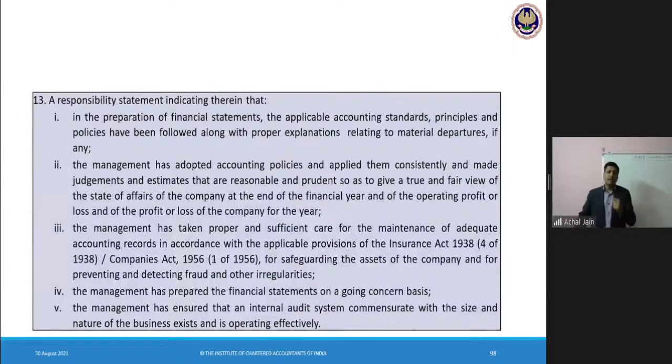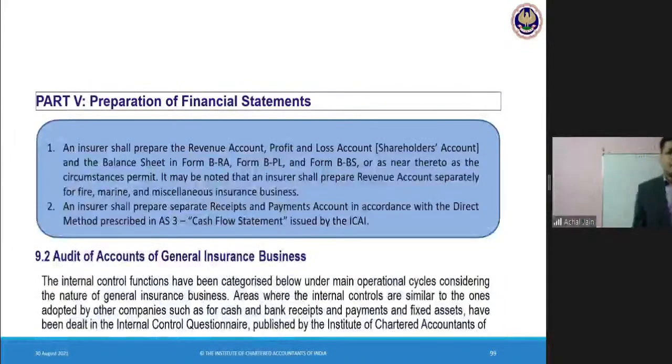There are no irregularities. Management has prepared going concern. That assumption point needs to be specified. Management has ensured internal audit system is in place and is operating effectively. Correct? So all of these aspects you can see are getting repeated. And this is actually, I'm comparing, that's why I'm saying it's getting repeated.